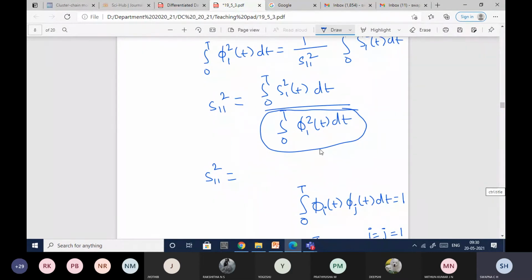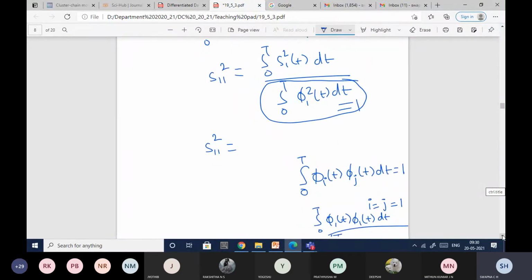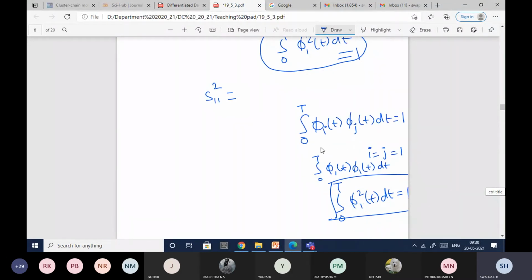Here I will make this value 1. The reason for making this value equal to 1 I've already explained. You know the orthonormal condition: the integral from 0 to t of phi i of t into phi j of t dt will be equal to 1 only when i is equal to j. Here I have made i equal to j equal to 1, so it is nothing but integral 0 to t phi1 square of t dt, which is equal to 1. So this entire thing I'll substitute in the previous equation.